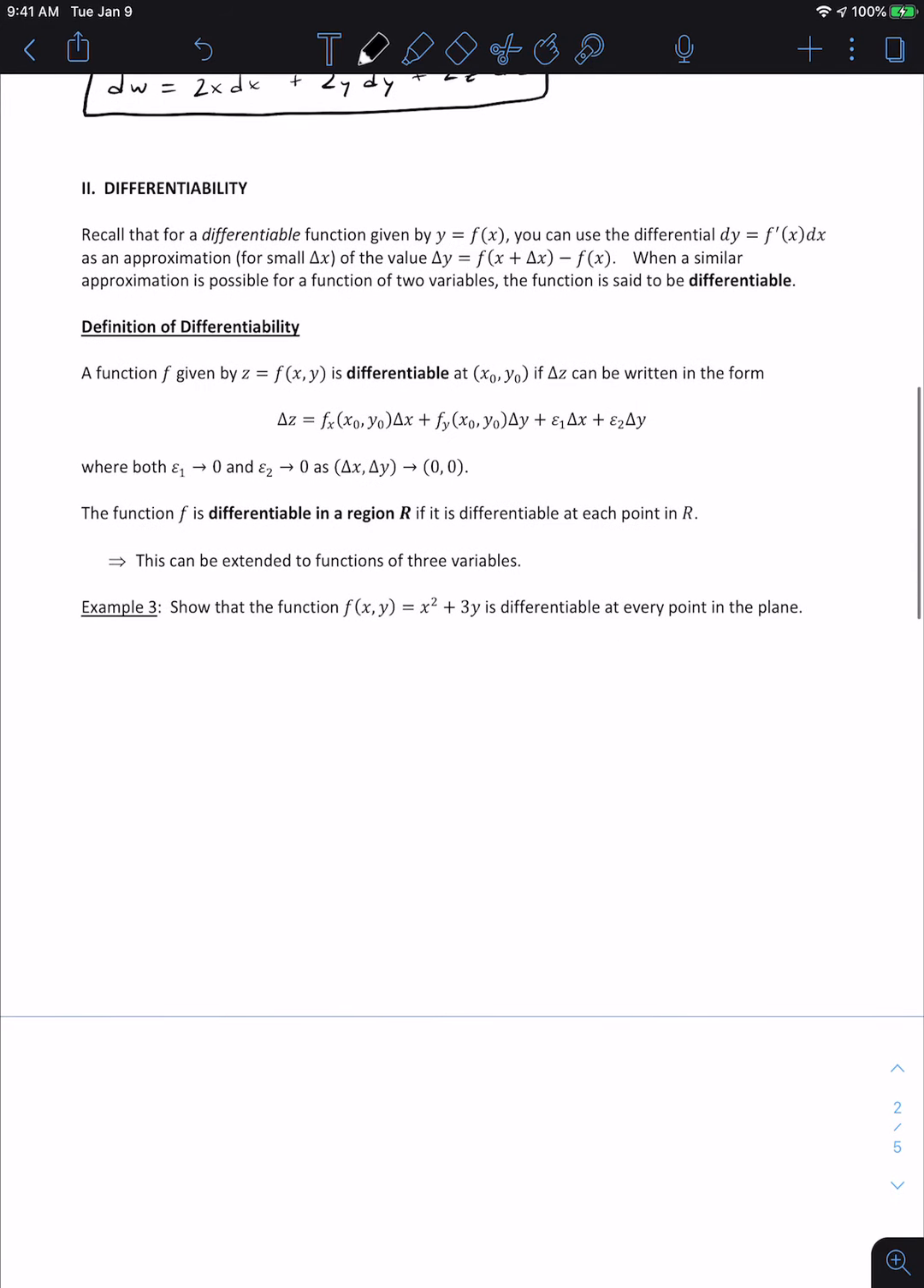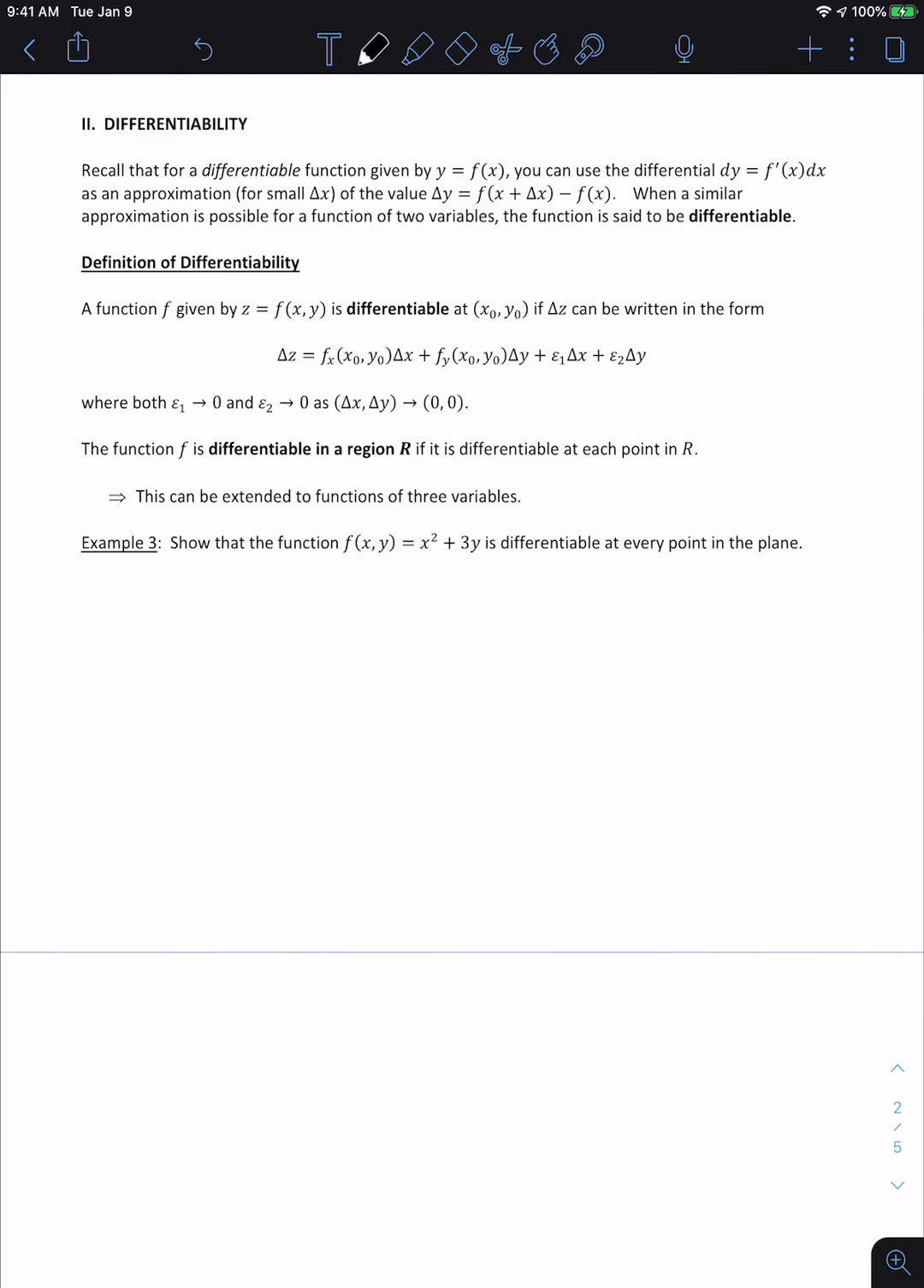Okay, so now let's talk about differentiability. Recall that for a differentiable function given by y equals f of x, you can use the differential dy, equal to f prime of x dx, as an approximation for small delta x of the value of delta y, which is equal to f of x plus delta x minus f of x. When a similar approximation is possible for a function of two variables, the function is said to be differentiable, right? And our formulas are going to look somewhat similar.